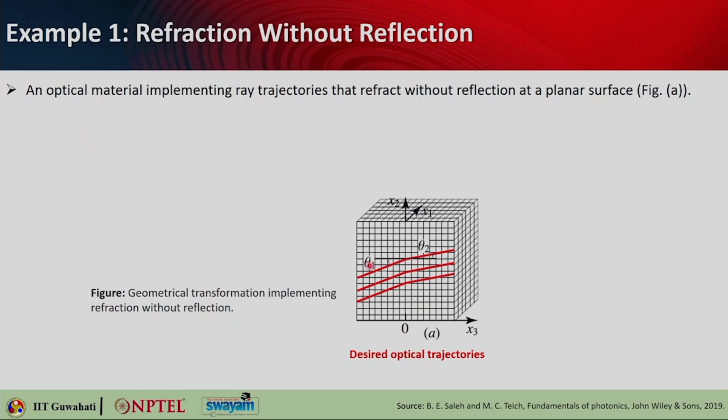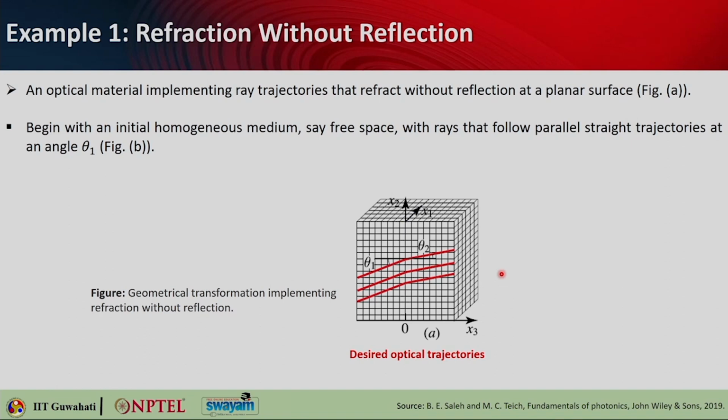So, the optical material shown here shows the ray trajectory where it only refracts. These are the rays, the incoming angle is theta 1 and the refracted angle is theta 2. This is the geometrical transformation that implements the refraction without reflection feature. Now, how do you begin designing this kind of a system?